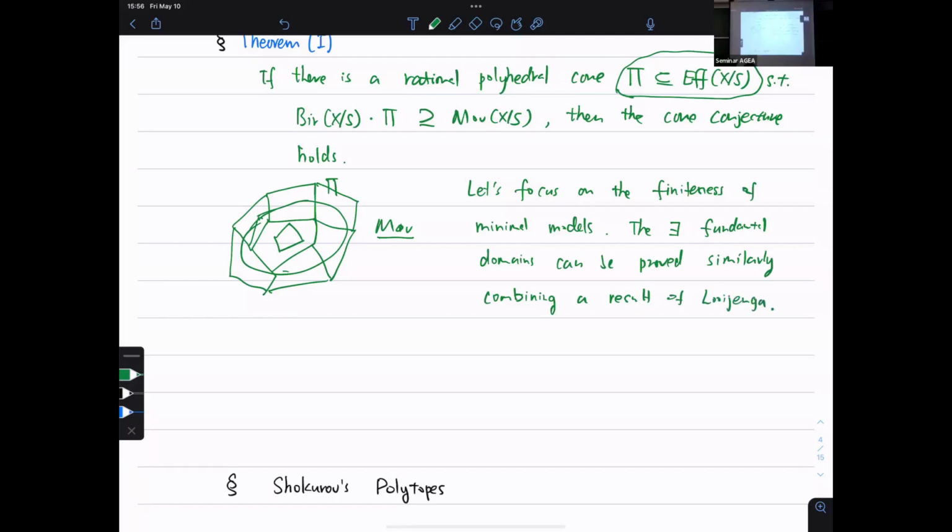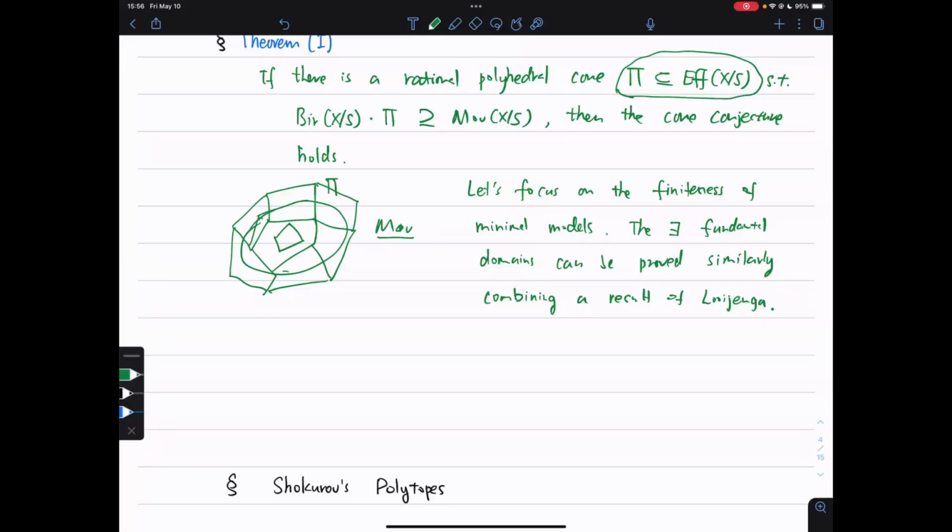Sorry, could I ask a question? Oh, sure, go ahead. So if the base S has a positive dimension, then in general, the effective cone could contain some non-trivial linear subspace, right? Yes, exactly. But Lui-Jingga's result seems to be about strictly convex cones. Exactly, yes, that's a good point.